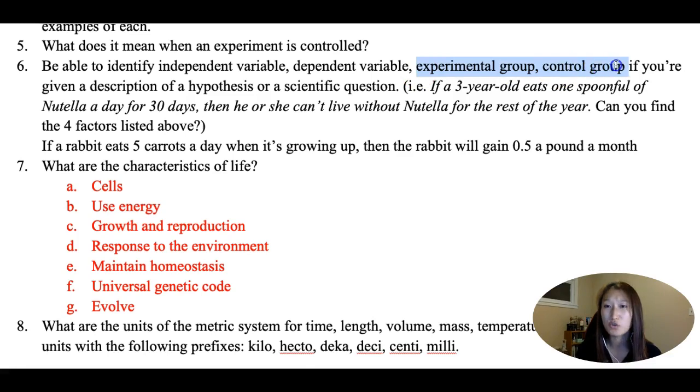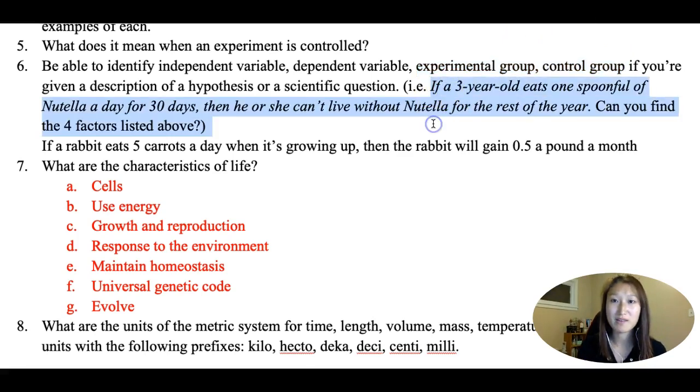Now, your experimental group versus control group is your actual experimental setup, whether you have the manipulated variable or not. So your experimental group is always something that you're testing directly, right? So for example, for this experiment, the kids that are receiving Nutella a day for 30 days will be your experimental group.